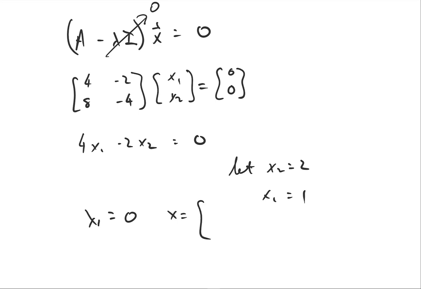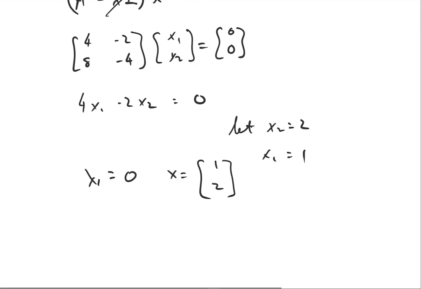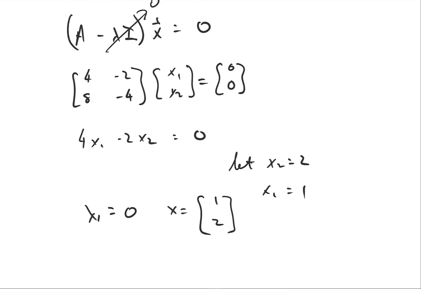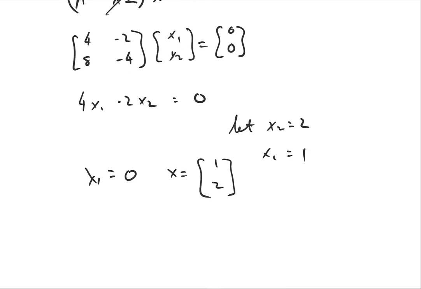Now here's the thing with this repeated eigenvalue: I can't get another independent eigenvector. So I'm stuck at this point. I've only got one eigenvector for my repeated root eigenvalues. Okay, so that's three examples of a 2x2 eigenvalue problem for the three different cases that we can have: one with the real distinct roots, one with the complex conjugate roots, and one with the repeated real root.